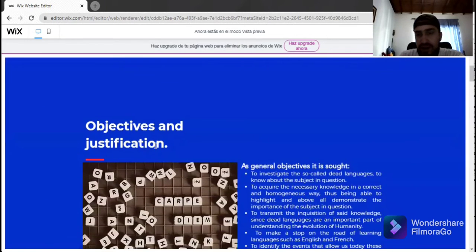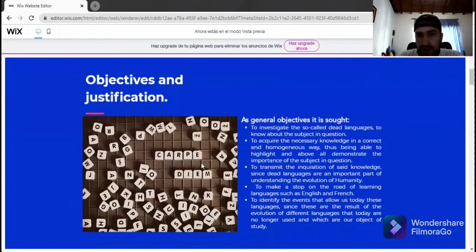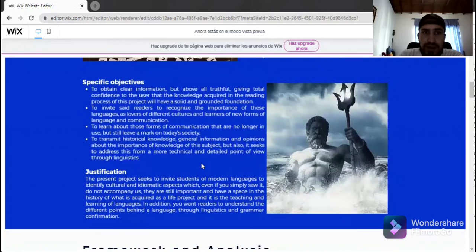In the objectives, we can see the general objective, which is to investigate the so-called language, to know about the subject in question, and a specific objective. We can say to obtain clear and truthful information, giving total confidence to the user that the knowledge acquired in the research process of this project will have a solid and grounded foundation.